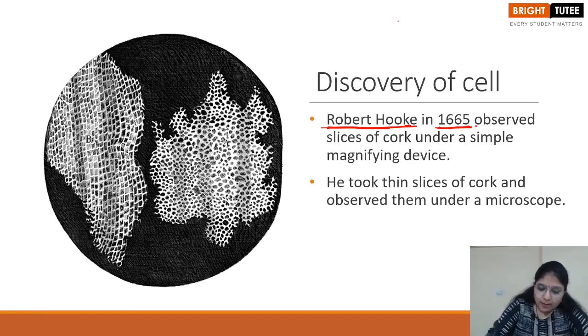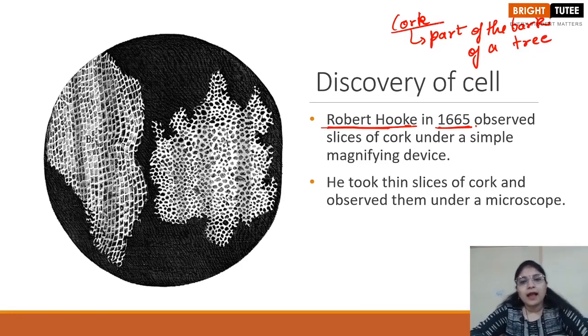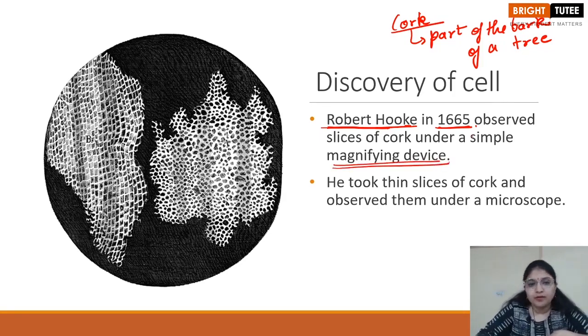So cork is basically part of the bark of a tree, right? So he took the cork and he cut a very thin slice of the cork and kept it under the magnifying device, and he observed it, right?